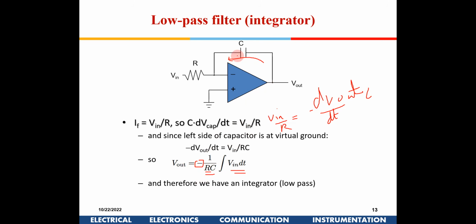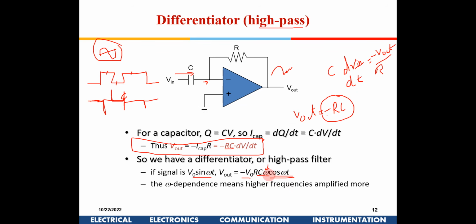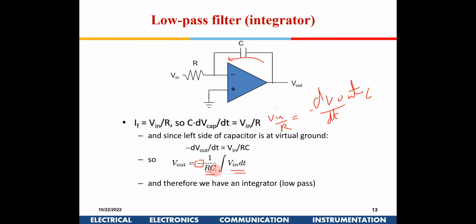Since this offers less impedance at high frequencies, you do the same analysis here. Omega will be in the denominator. For low frequencies you will have a high gain, and for high frequencies this will offer a high impedance, so there won't be any gain. So that is one option.